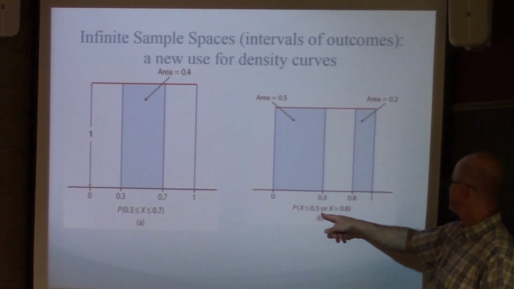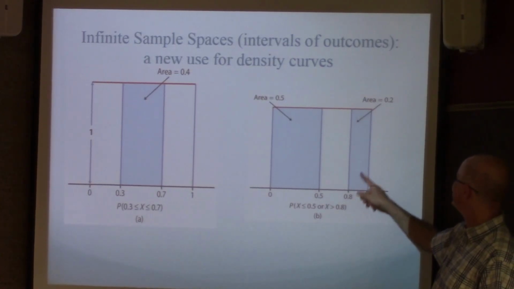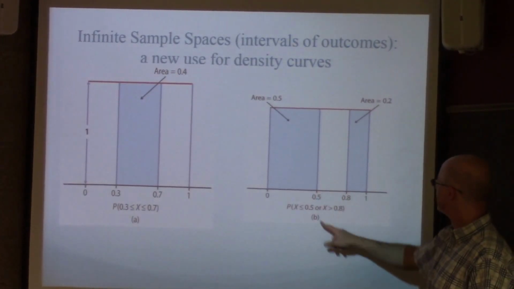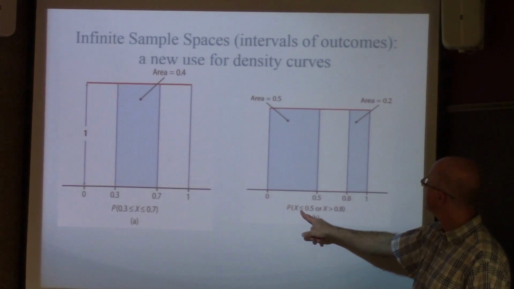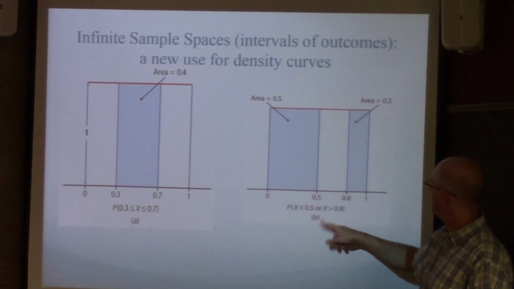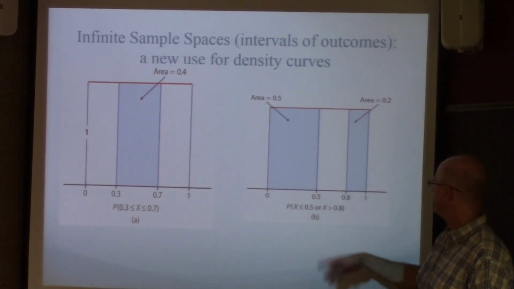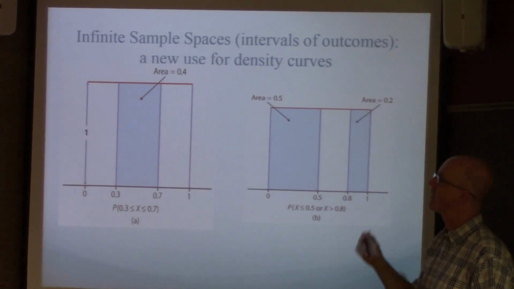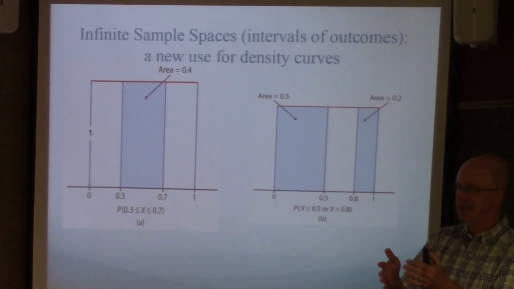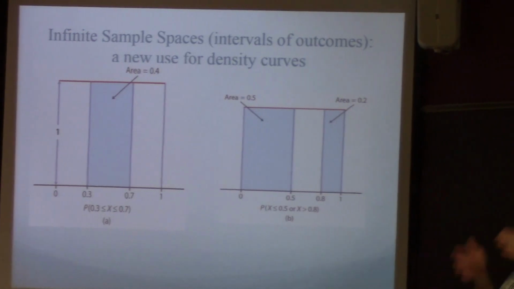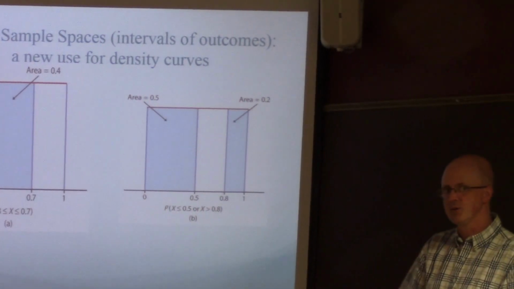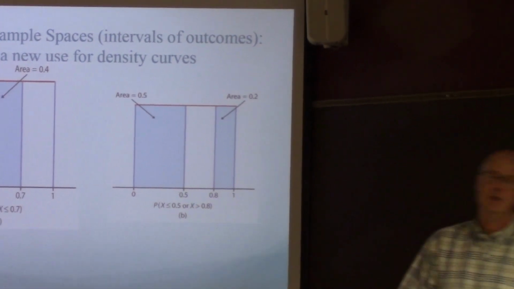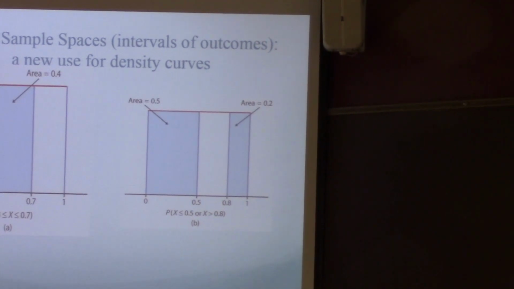What about the probability that X is less than or equal to 0.5 or greater than 0.8? Add up these two areas. It doesn't matter really with continuous ones like this whether you use less than or equal to versus less than, or greater than or equal to versus greater than. I didn't say that quite right. Those boundary values really don't matter so much. You focus on the areas just like we did in chapter 1.